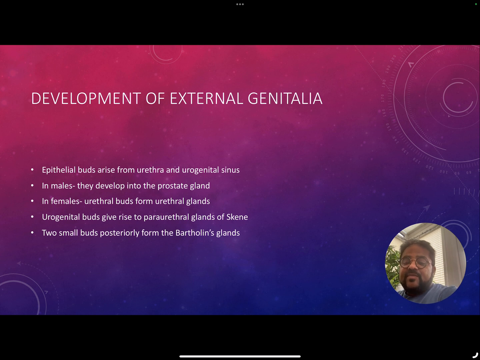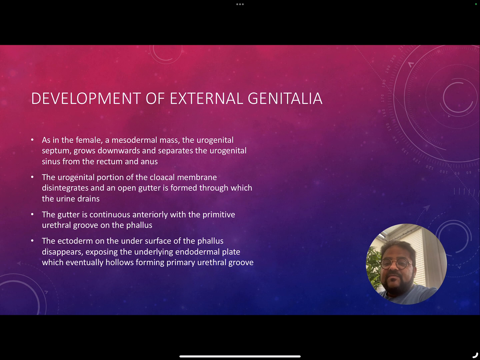The epithelial buds arise from the urethra and urogenital sinuses, and in males they develop into the prostate gland. In females they will develop into urethral glands. The urogenital buds give rise to paraurethral glands of Skene, and two small buds posteriorly form the Bartholin's glands.